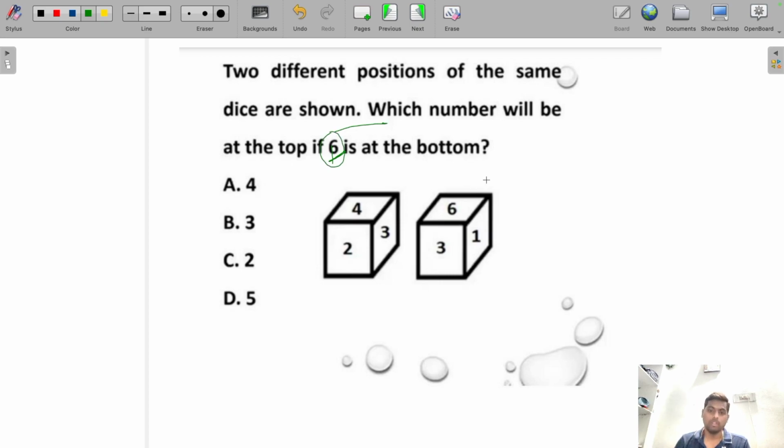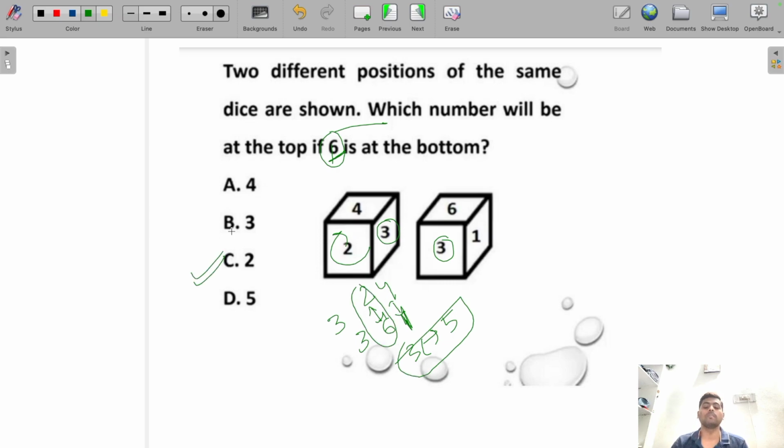If you see here, 3 is common between these two dice. So you can write down, start with 3: 3 2 4, again start with 3: 3 6 1. So 4 and 1 will be opposite, 2 and 6 will be opposite. For 3, the opposite will be the remaining number, 5. So for 6 the opposite will be 2. So this is the answer.